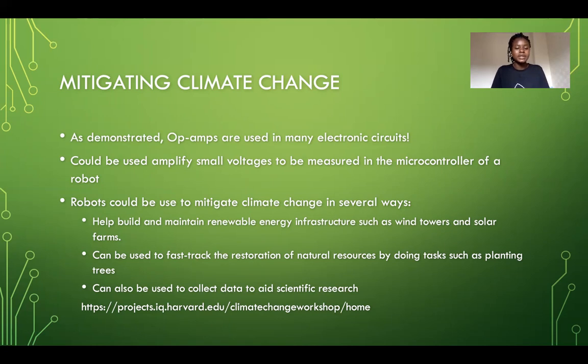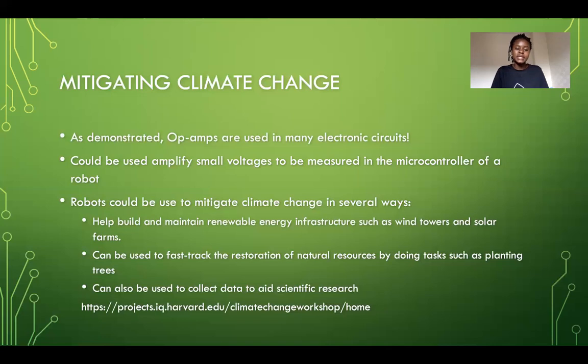But that was one of the examples that I came up with. So how is that then related to climate change? Well, if you think about it, robots can be used in many ways to mitigate climate change. And when I was trying to figure out some of the ways, I found this really useful article that I've also included a link at the bottom here. And I think it raised some key points.